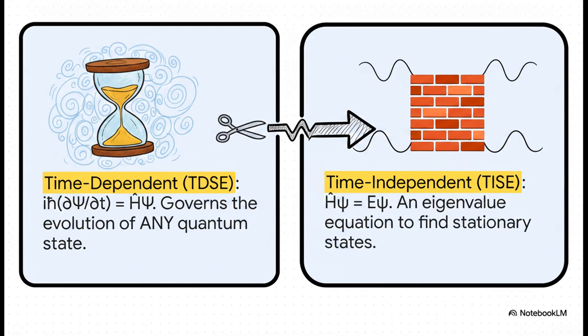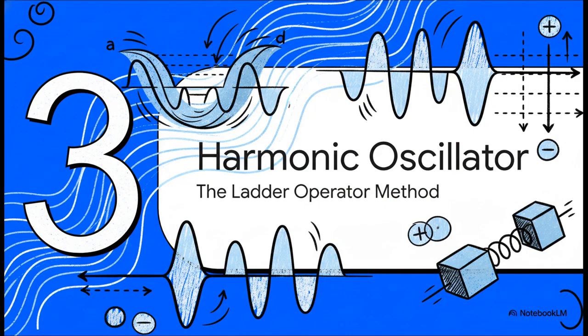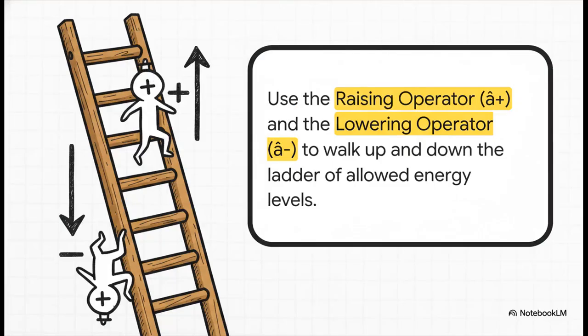Okay, so we have our main strategy. Separate variables, solve the TISE to find the building blocks. Now let's put that strategy to work on one of the most important systems in all of physics, and I promise you, an absolute star of pretty much every quantum exam, the harmonic oscillator. It pops up everywhere, and we're going to tackle it using a really slick algebraic method that uses something called ladder operators.